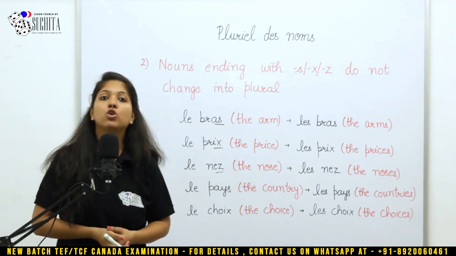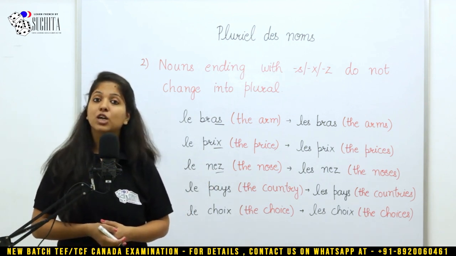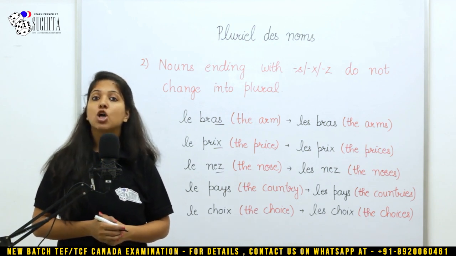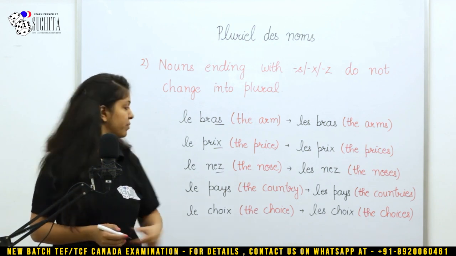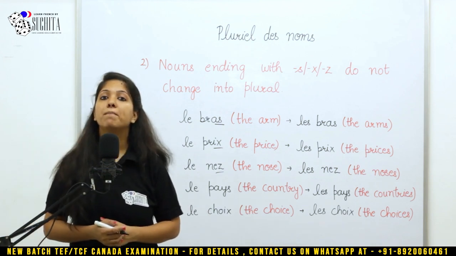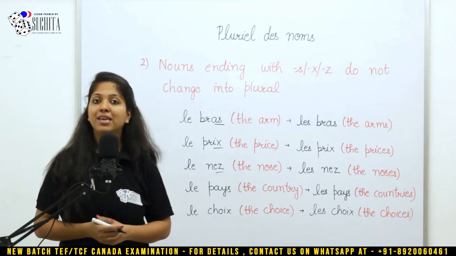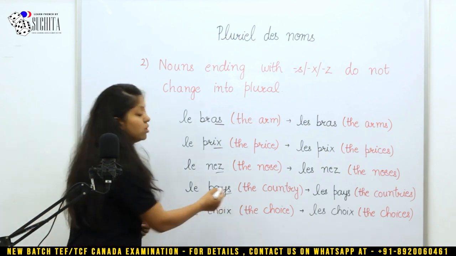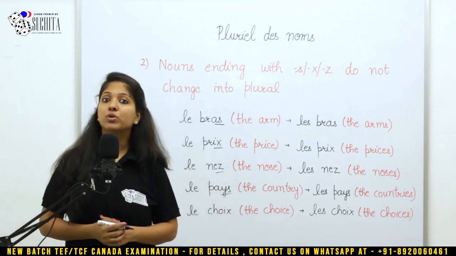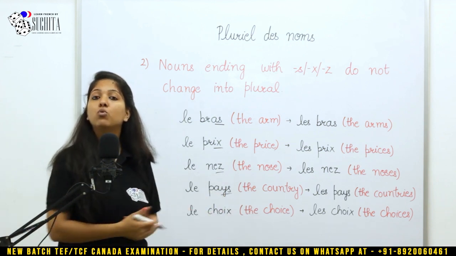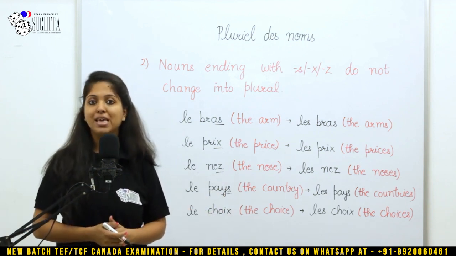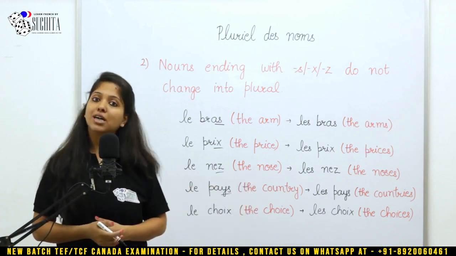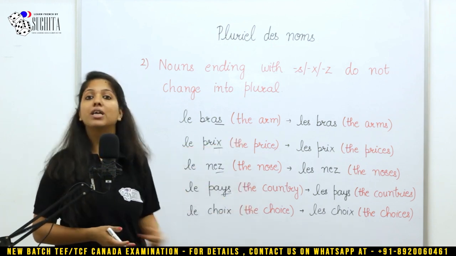So, to make its plural, you will not add anything. And it will become les nez, which means the noses. Quatrième exemple, le pays. Now it already ends with an S in the singular form, which means the country. So le pays, the plural would be les pays. There will not be any change in the word and it becomes the countries. You have to only change the article.